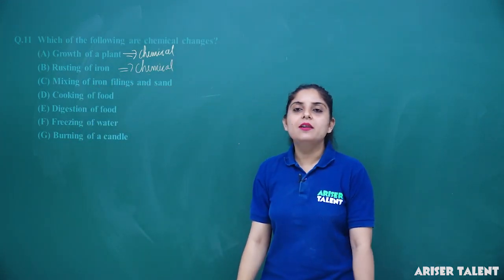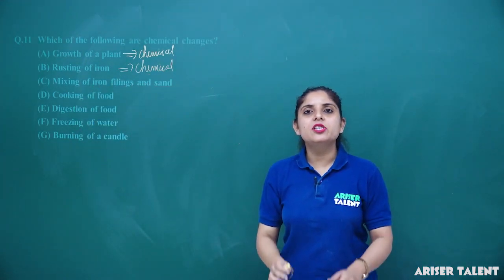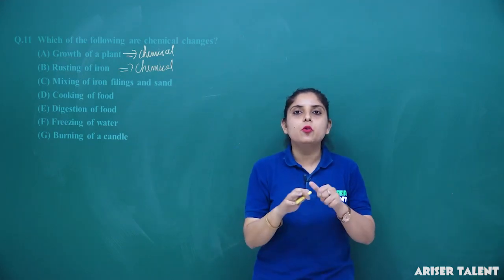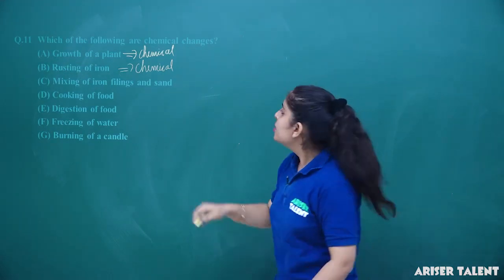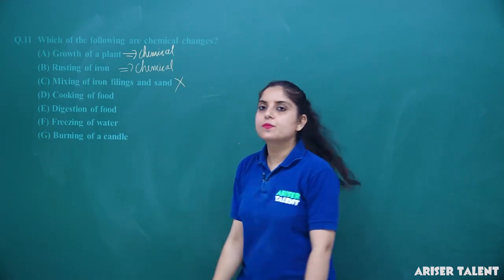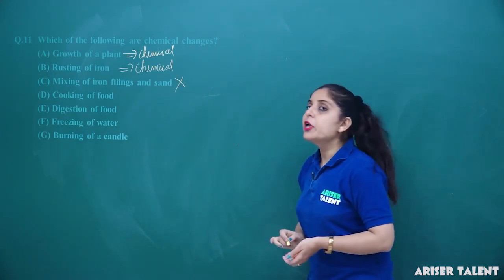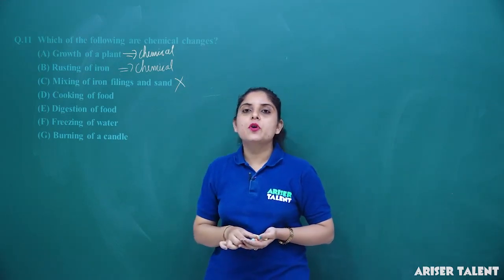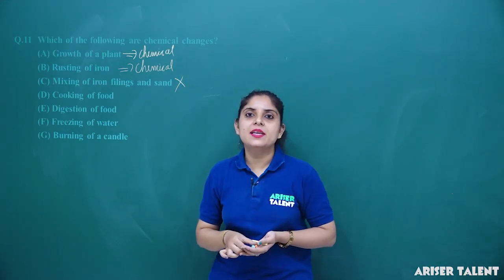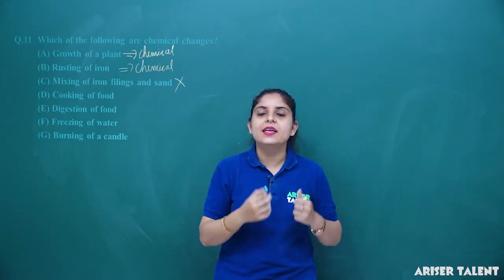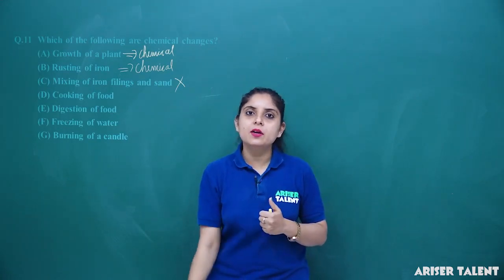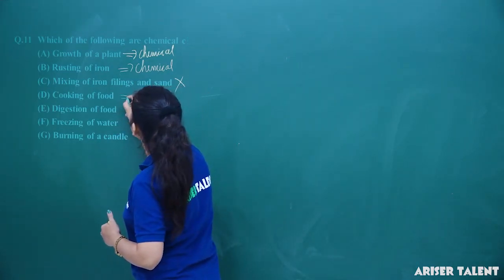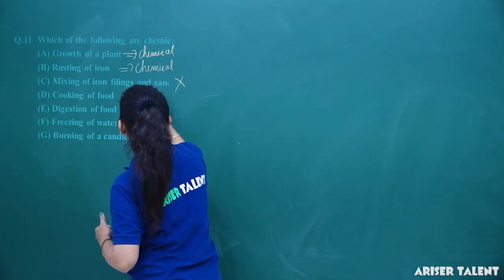Mixing of iron filings and sand. So simply you are just mixing iron filings and sand and no reaction is going to take place there. So it is not a chemical change. Clear? Cooking of food. Cooking of food is actually a chemical change because when you put raw vegetables in a cooker or any other container, you will get the food in the cooked form. So cooking of food is again a chemical change.